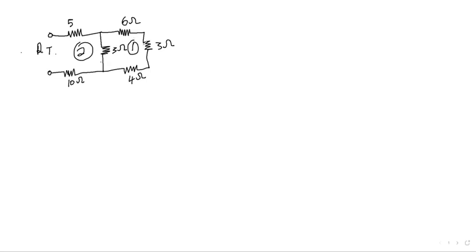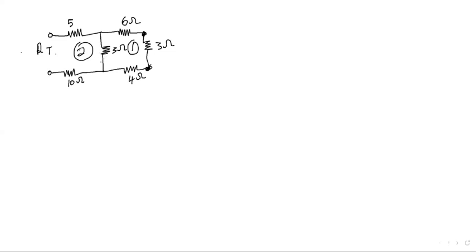Now I want to calculate the total resistance of this circuit. These three resistors, 6 ohm, 3 ohm and 4 ohm, are connected in series. Why are they connected in series? It's because they're connected at only one point. That's why I say they are connected in series.